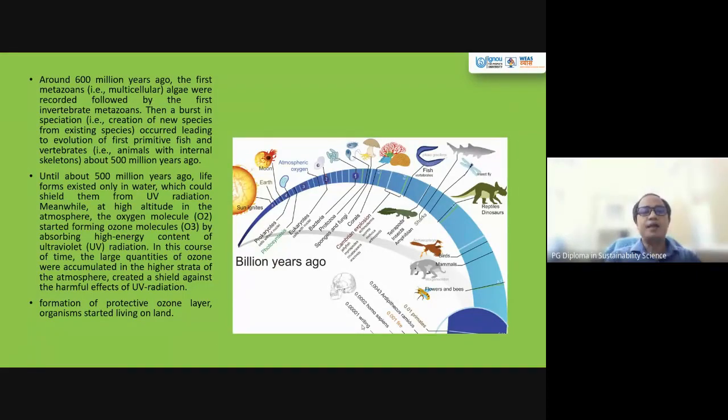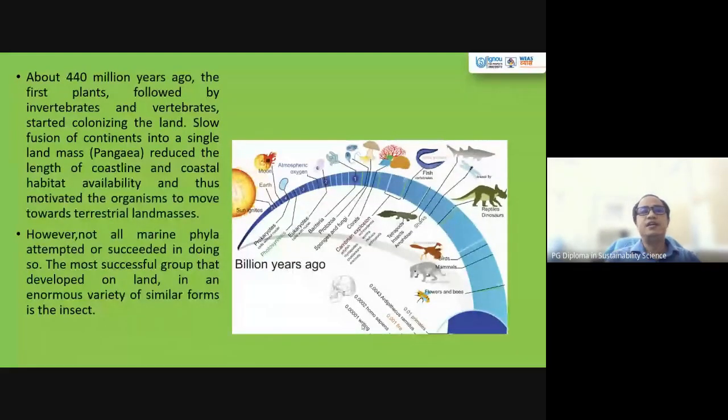Water still shielded life from the UV radiation. Then ozone formation took place in the atmosphere, and the ozone absorbed the high-energy content of ultraviolet radiation. This was a sudden change in the evolution of life, and after the formation of ozone, life started coming towards the land, right? That was about 440 million years ago.